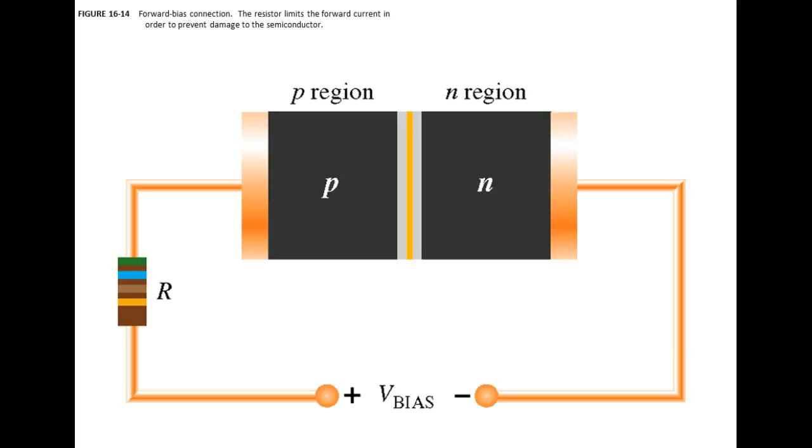So what we're going to do is we're going to forward bias it. So I've got a DC supply out here, and the negative has to point toward the N, and the positive has to point toward the P. Now what's going to happen?